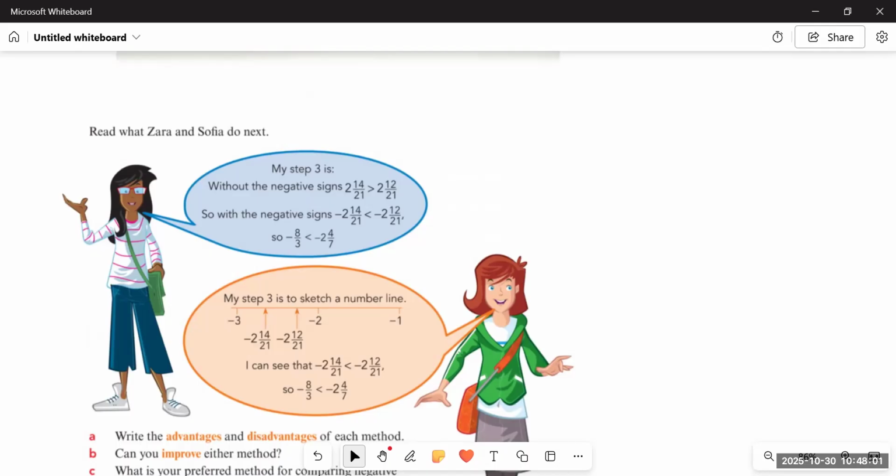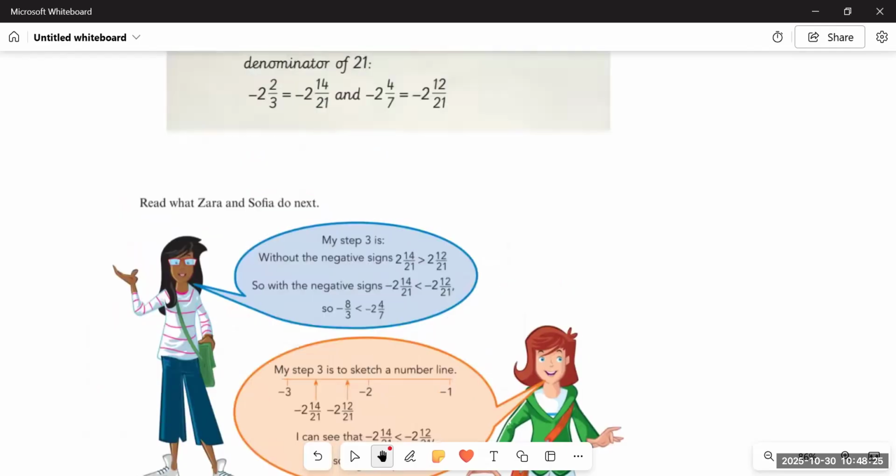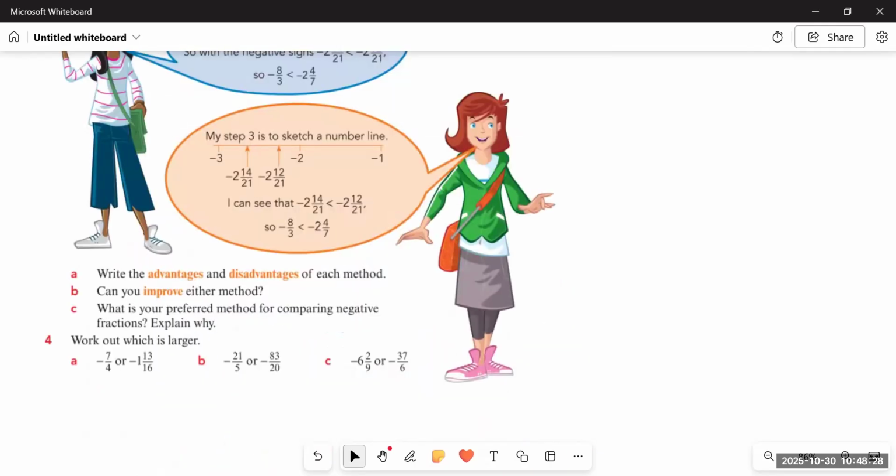So we have to write the advantages and disadvantages of each method. The first method seems to be more convenient, easier to use, less time-taking. And how can you improve either method? So for the first one, we can simply say that it doesn't need to change, but for Sophia's method, yes, the other girl's name is Sophia. So for Sophia's method, it takes a long time, but still this is the correct method of finding out which fraction is greater and which one is smaller.